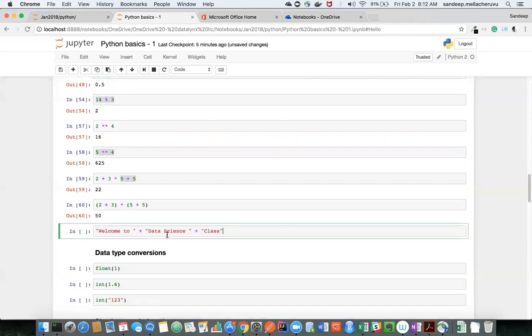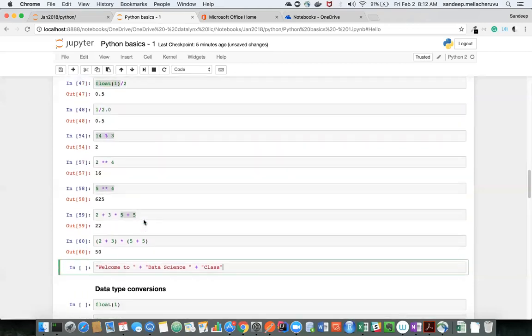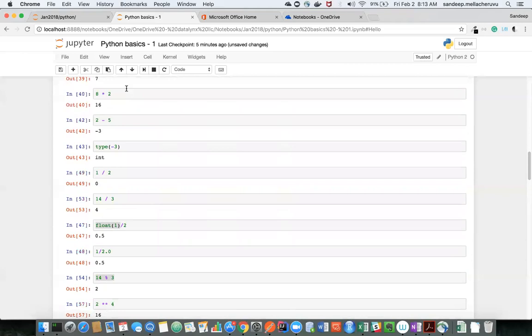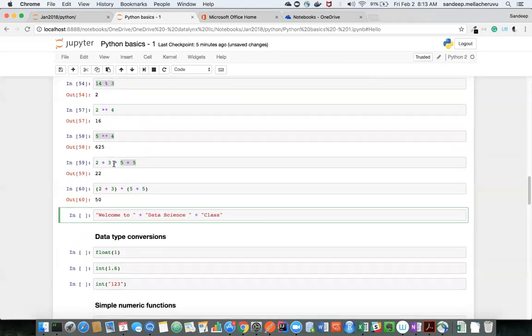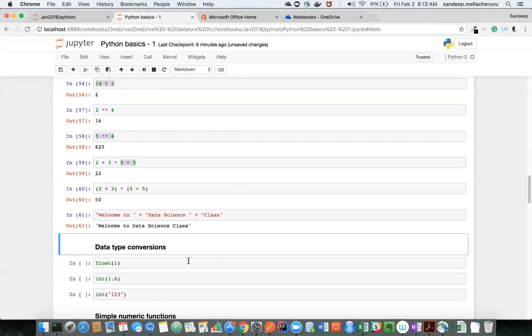And on strings, I have mentioned how to do operations on integers and all. But on strings, there is only one operation, and that operation is concatenation. When you want to combine this string with this string and this string, you can use a plus operator again. And this plus operator will concatenate all of this into one single string. So all of this is becoming welcome to data science class.